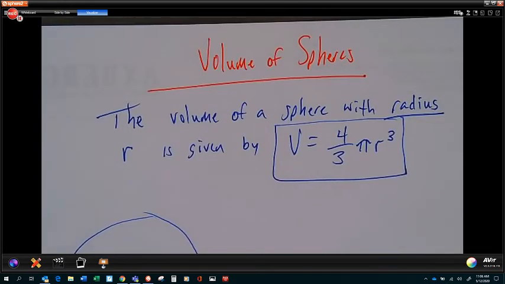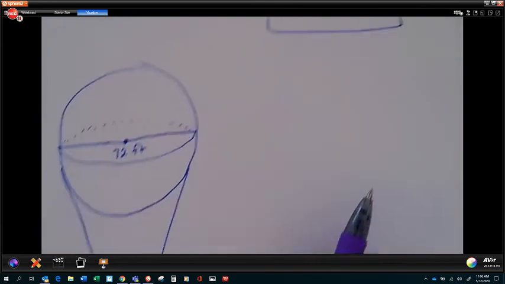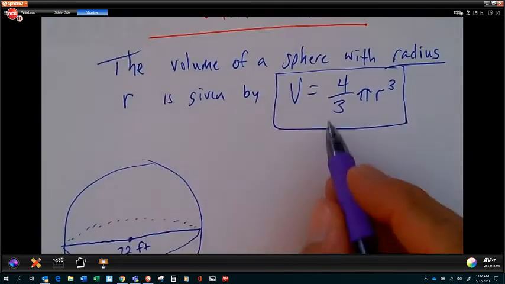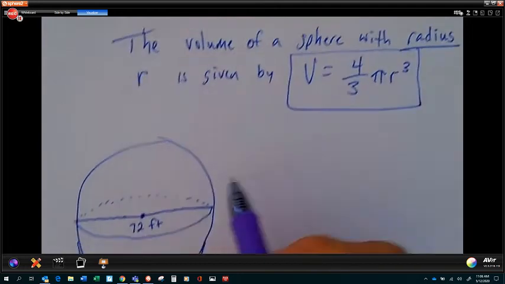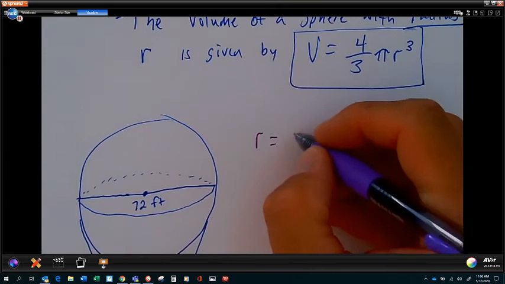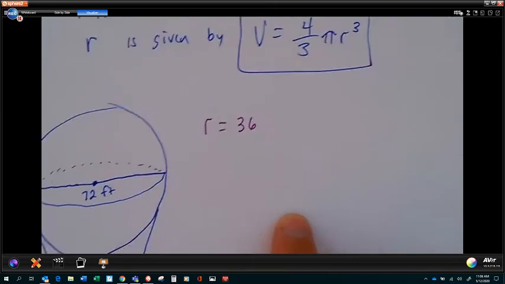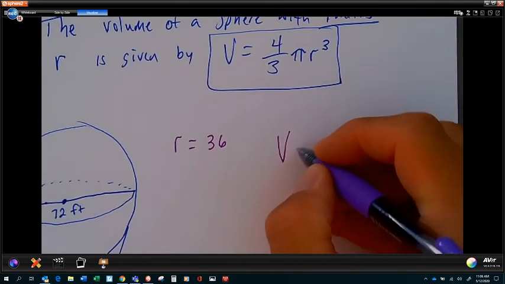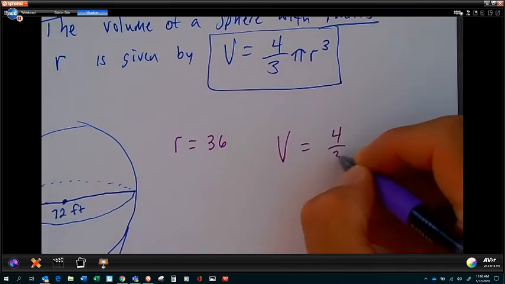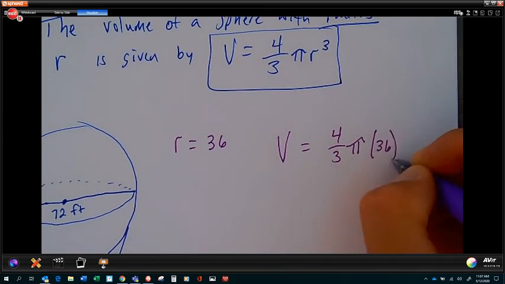So step number one is we've got to find the radius of the balloon. Because the volume's in terms of radius, and we have a diameter of 72, the radius is going to be half of that, which is 36. So to find the volume of the balloon in cubic feet, we just plug into the formula. The volume is equal to 4/3 pi r cubed, which is 36 cubed.